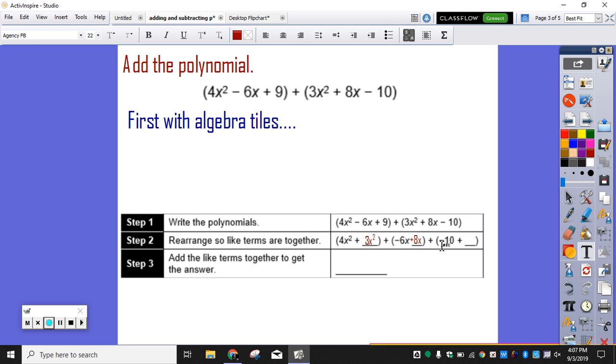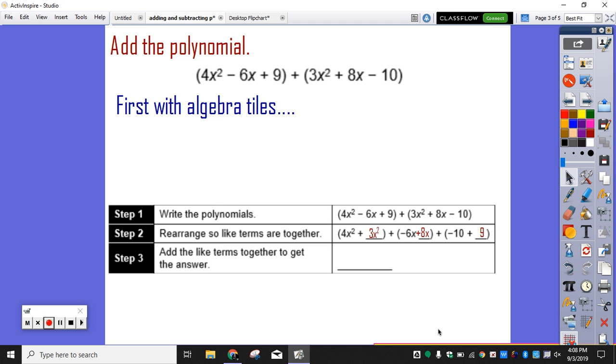The negative 10 and the positive 9 are like terms because neither of them have a variable. They are called constants because they don't have any type of variable. And then I would add those terms together. And your exponents do not change, the variables do not change, you just add the coefficients. 4 and 3 are coefficients. These vocabulary words I'm using are the ones you will have taken notes on through the web quest.